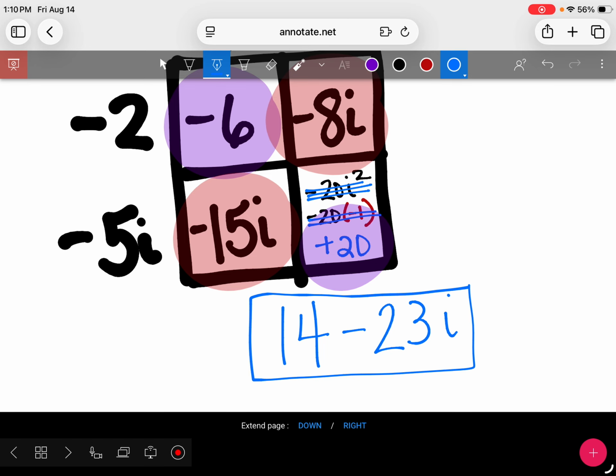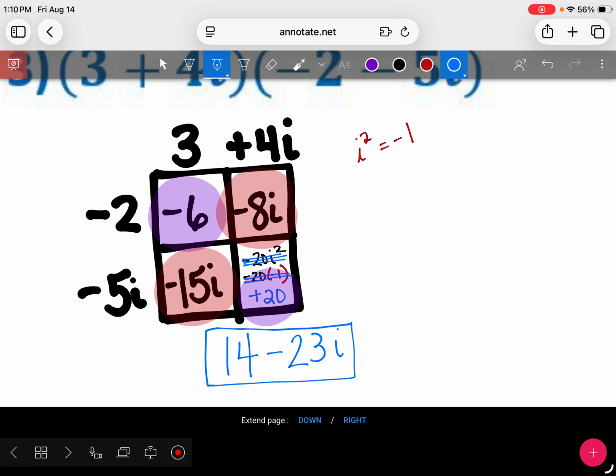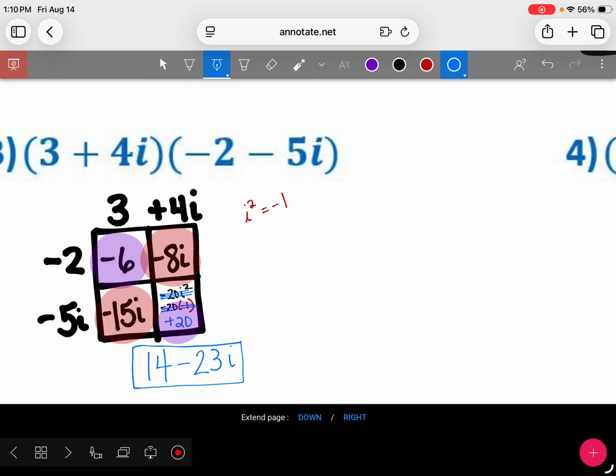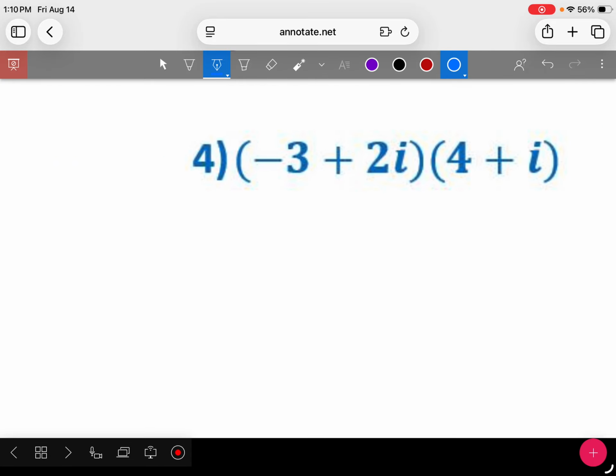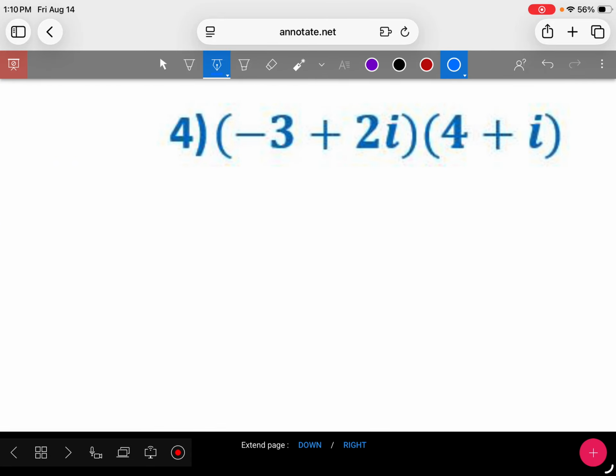All right, let's do one more multiplication and then we'll move on to division. Go ahead and copy this one down. I'm going to give you a few minutes to try to figure this one out by yourself, and then we'll go through it together. Yes. Do we have to make a box? You do not have to make a box. If you want to, whatever way you learned, that is perfectly fine.